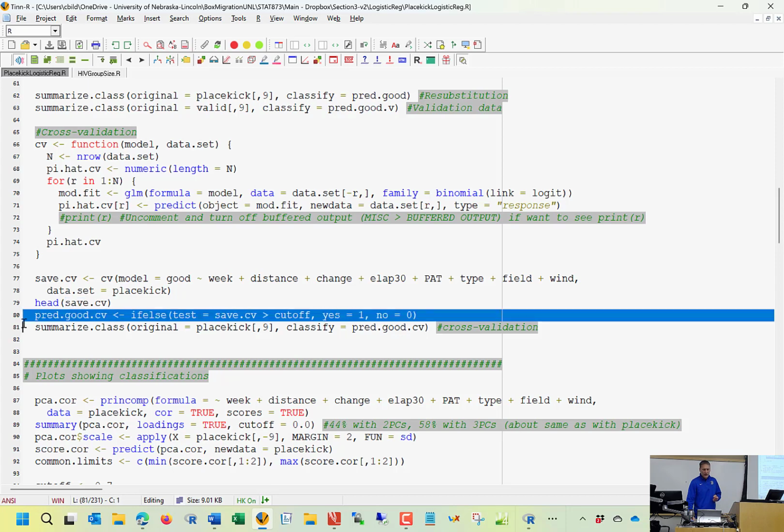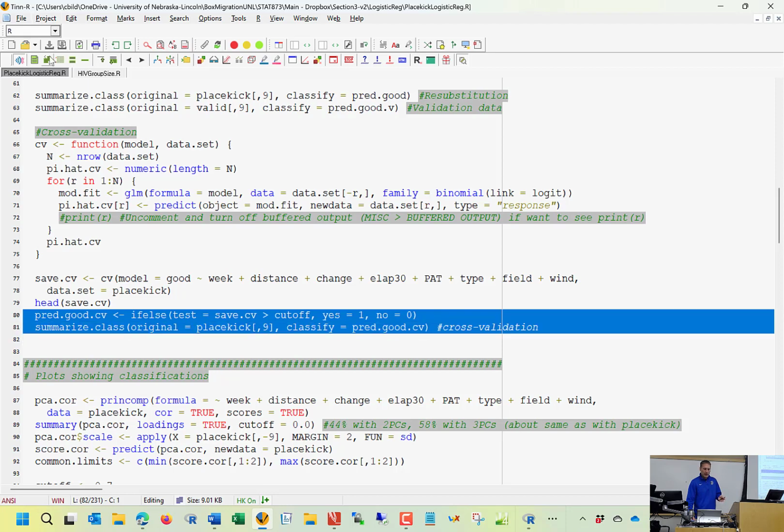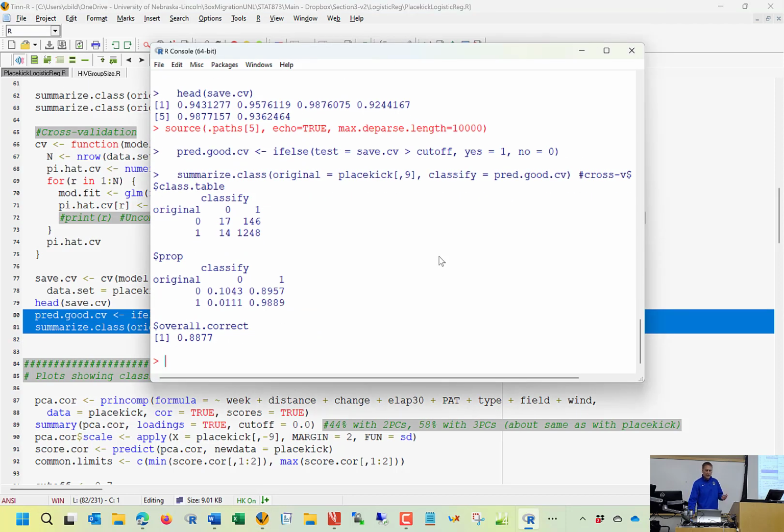Each of what's returned to us in save.cv is simply the estimated probability of success. So then I can use the same code as before, where I use my cutoff probability, let's say it's 0.5, and I come up with estimated predictions of success or failure, use my summarize.class function, and this is what I get. And as we would expect, again, we are getting similar results. So that's how you would do cross-validation.